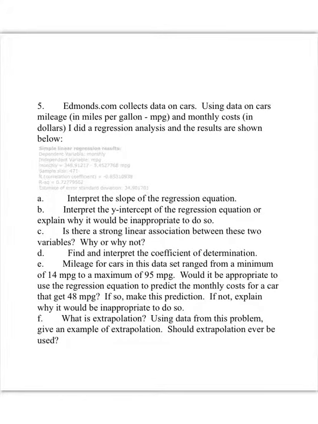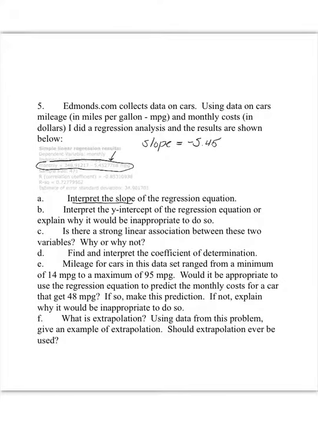Problem 5 on the test was exactly the same as problem set number 4. So this was the problem about chapter 4 on regression and correlation. The first thing you were asked to do was to interpret the slope of the regression equation. So here's the regression equation right here. And we know that the number in front of the independent variable is the slope. So we know that the slope of this line is equal to negative 5.45.